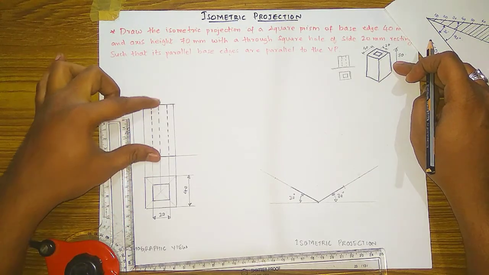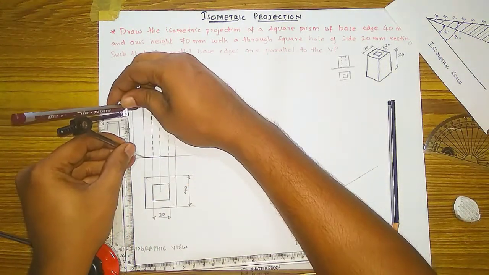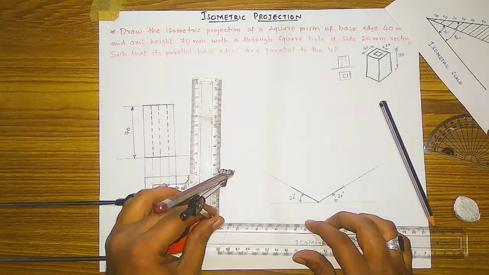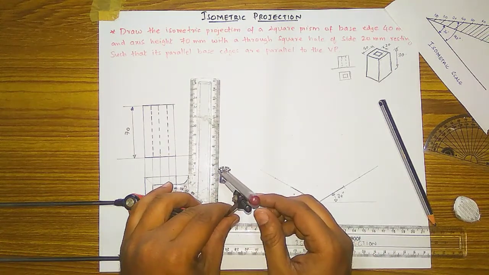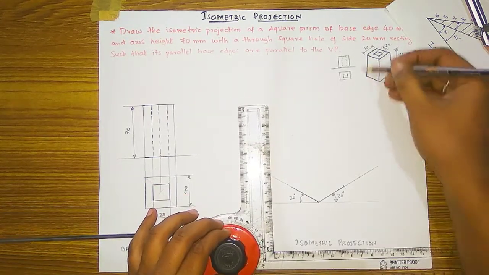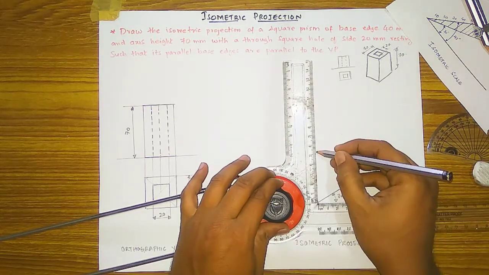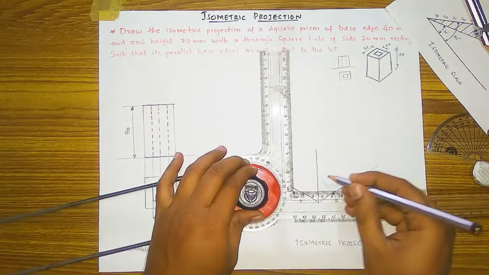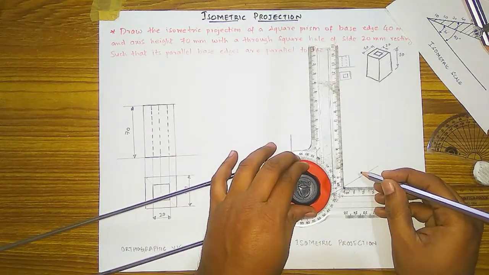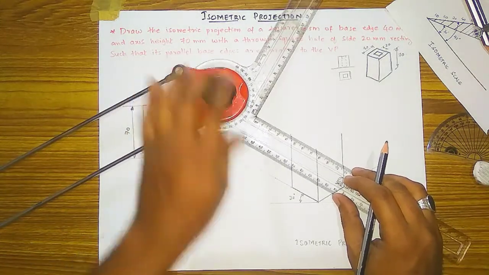Then the axis height is 70 mm, but we have to take the isometric length. I have already taken here the isometric length, so I will adjust this distance and take it on the scale. By adjusting this, I am getting 56 mm. So I will draw these lines, lateral edges, from these ends. 56 straight, 56, 56. Okay, now we have to join these lines.